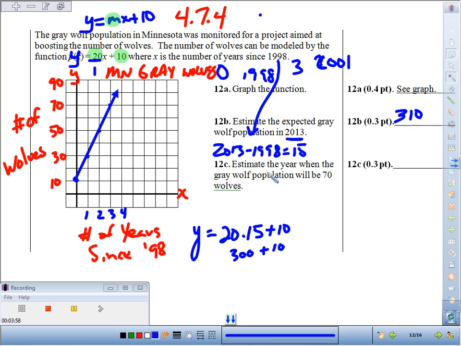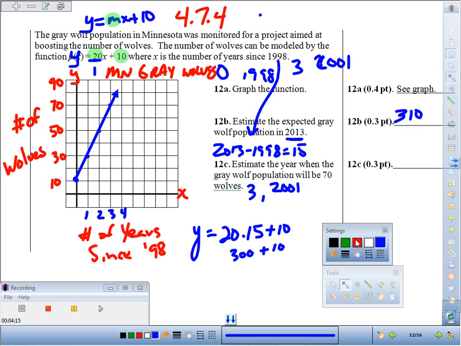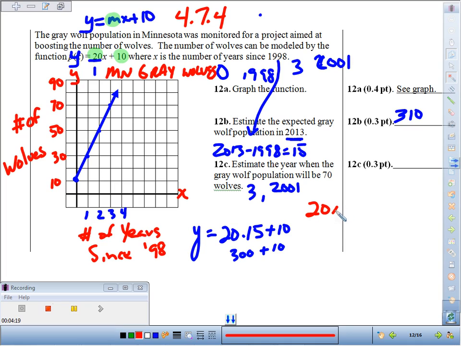And then 12C, it says estimate the year when the gray wolf population will be 70 wolves. You could look at your graph and see, hey, 70 wolves, that's right here, and that's year number 3, which would be 3 years after 1998, 2001. Or from an algebraic standpoint, you could say, well, here's my equation. 20 times what plus 10 is going to give me 70 wolves. Subtract 10, divide by 20, and you're looking at, again, 3 years later, so 2001.